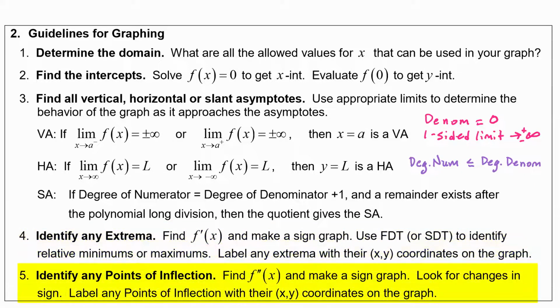The last step is to identify any points of inflection. So you'll find f double prime and make a sign graph. Look for changes in sign, then label any points of inflection with their xy coordinates on the graph. So let's get started with an example.